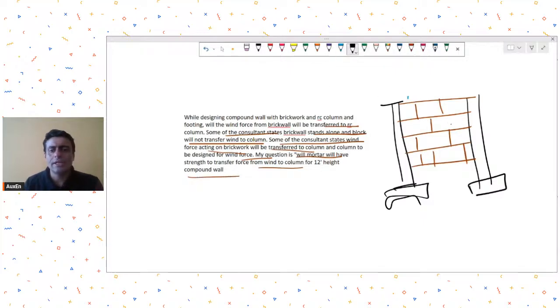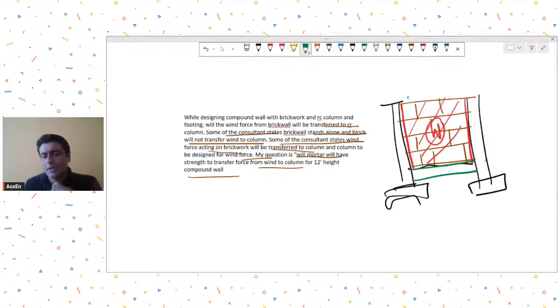Very good. So he's saying that some people design this brick wall as standalone. So let's say they will say that there is a gap between the brick wall and the column. So whatever wind loads are there, that wind load will be taken by this brick wall, and assume, let's say, that there is a beam over here. So those wind forces will be directly transferred to the beam. So in such cases, this becomes a load bearing wall, of course.